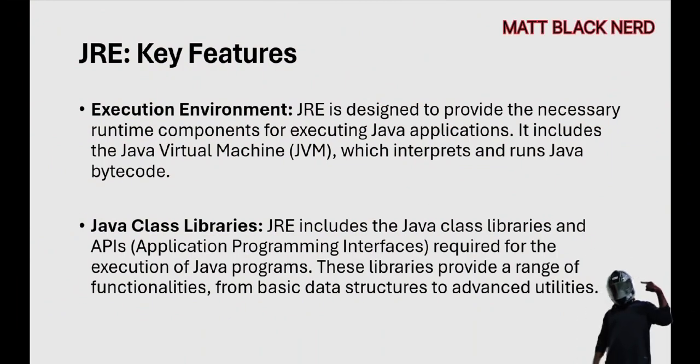JRE features. Execution environment. JRE is designed to provide the necessary runtime components for executing Java applications. It includes the Java Virtual Machine, which interprets and runs Java bytecode. Java class libraries. JRE includes the Java class libraries and APIs required for the execution of Java programs. These libraries provide a range of functionalities from basic data structures to advanced utilities.